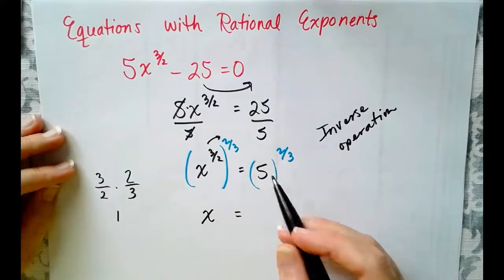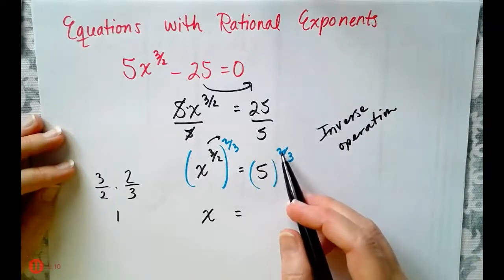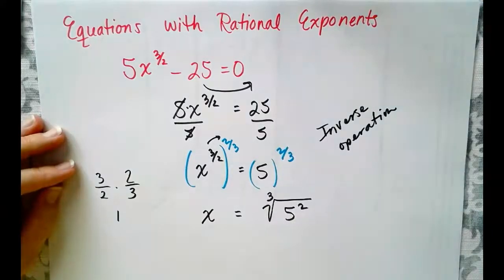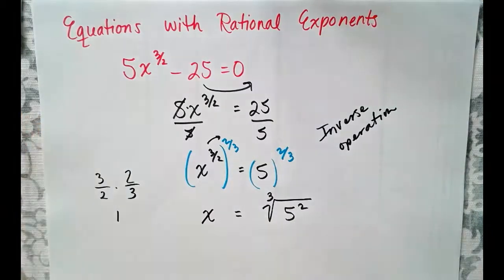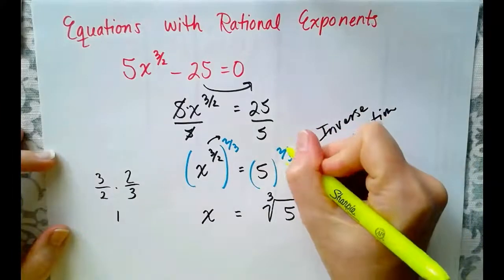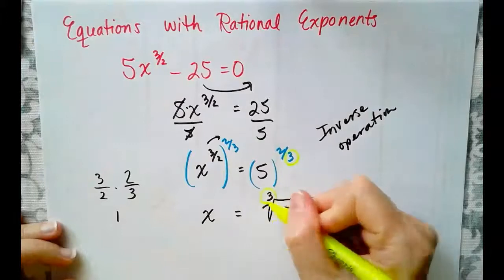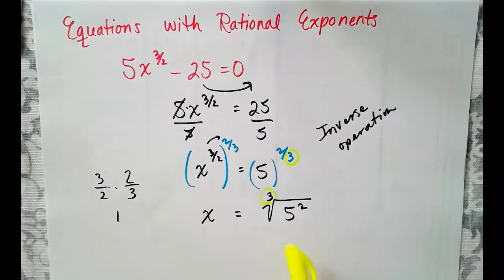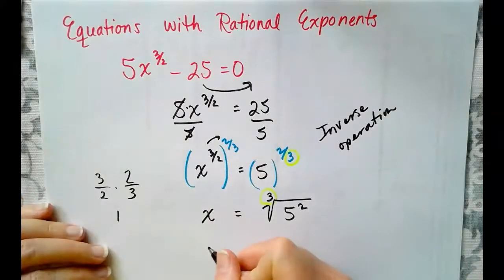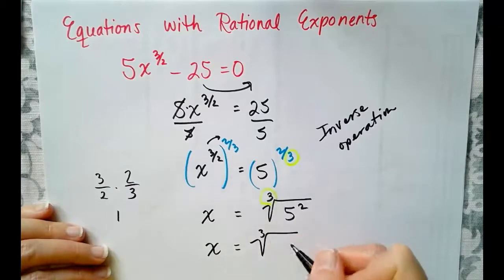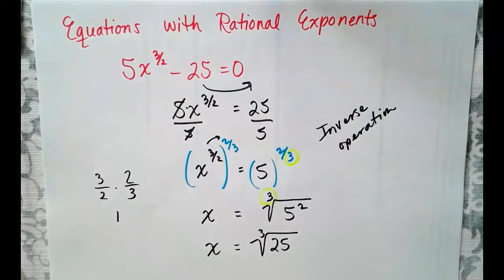On the other side, we end up with 5 squared and then the cube root of that. Remember, the denominator of the fractional exponent is the index of the radical. So this is what we end up with for our x. And can we simplify this? No. So our answer is simply the cube root of 25. So that is the first one.